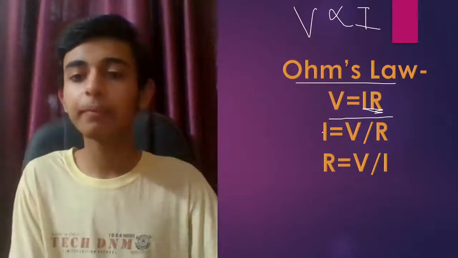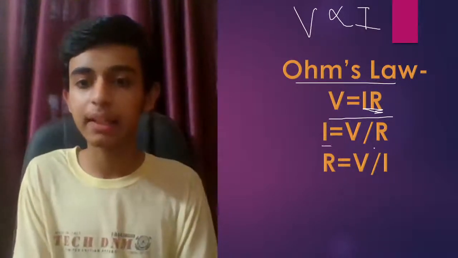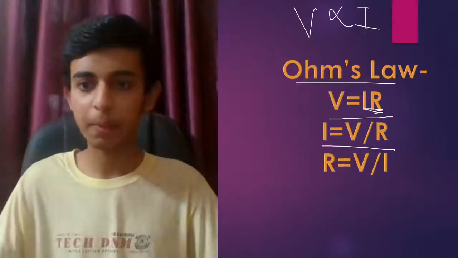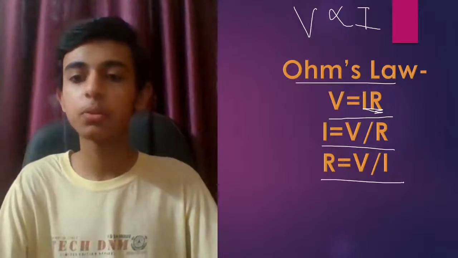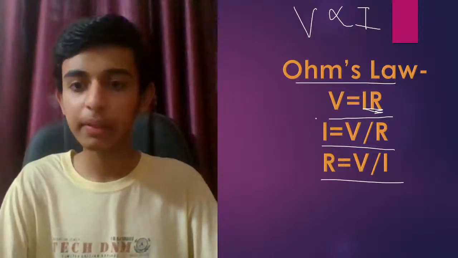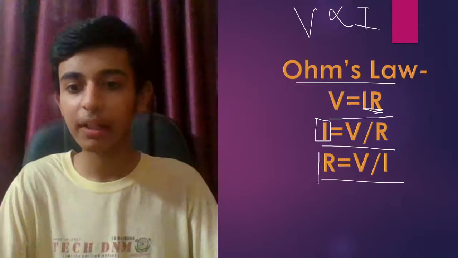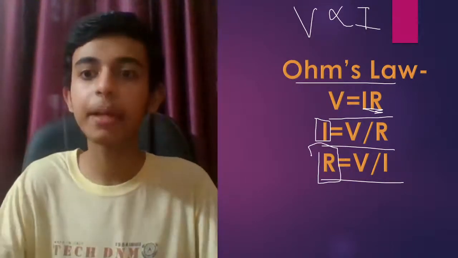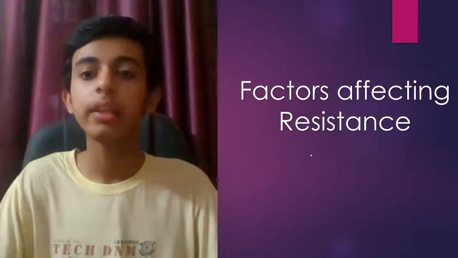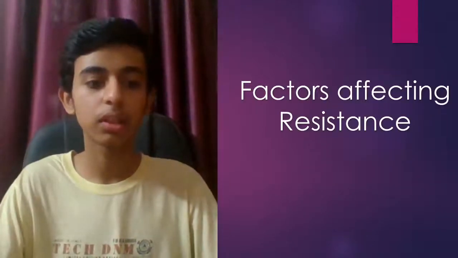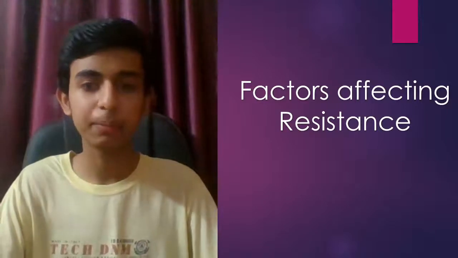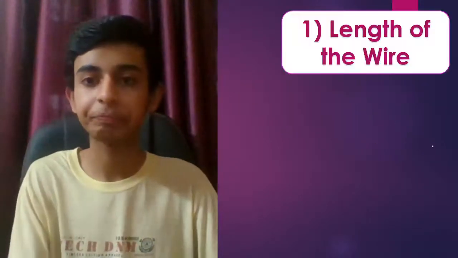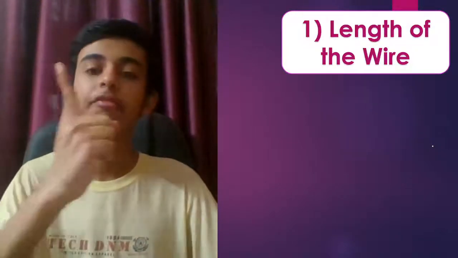that is your resistance. So with this we get 2 more formulae. One, I = V/R. If V = IR, then I = V/R. And second, R = V/I. So this is the formula for current. This is the formula for resistance. This is something we discussed in the previous class. Now the most important concept for today is factors affecting resistance. Let's move to the first factor.